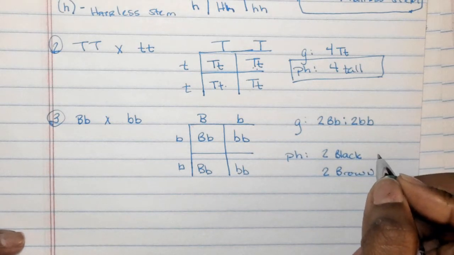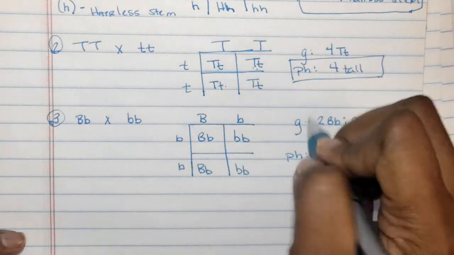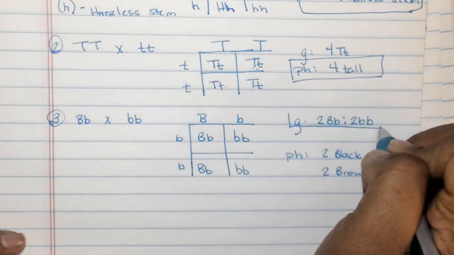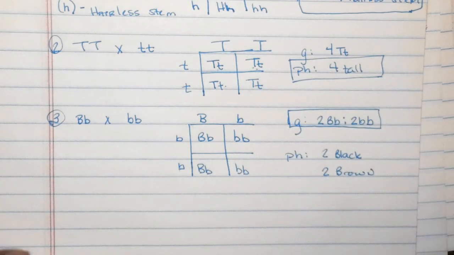But the question asked me for the genotype ratio, so the answer is actually up here. Okay, so that is actually the answer. 25 points for that as well. All right, last one.